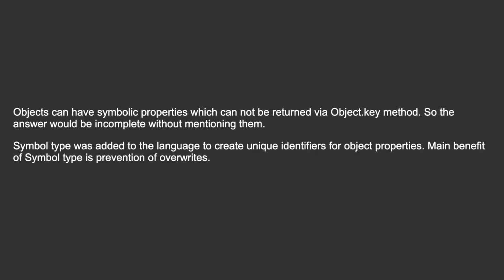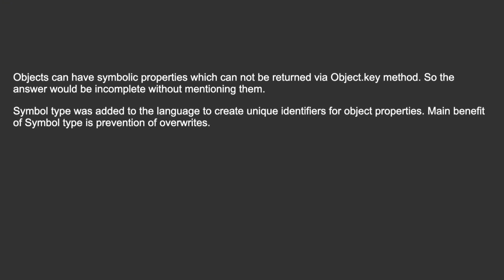Objects can have symbolic properties which cannot be returned via the Object.keys method, so the answer would be incomplete without mentioning them. Symbol type was added to the language to create unique identifiers for object properties. The main benefit of symbol type is prevention of overwrites.